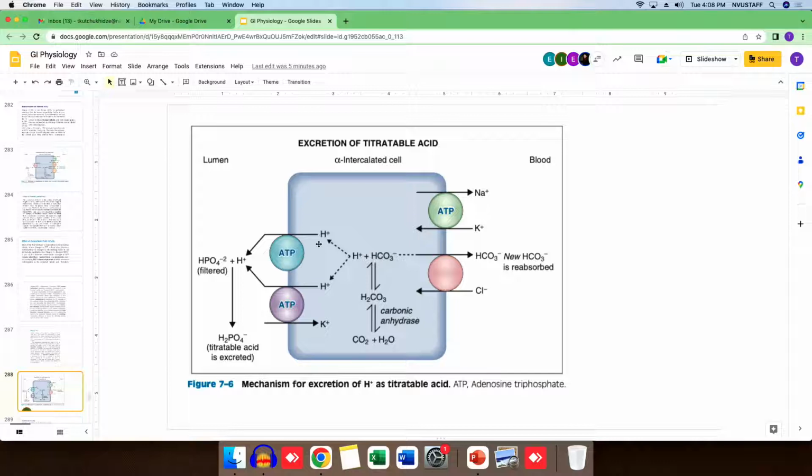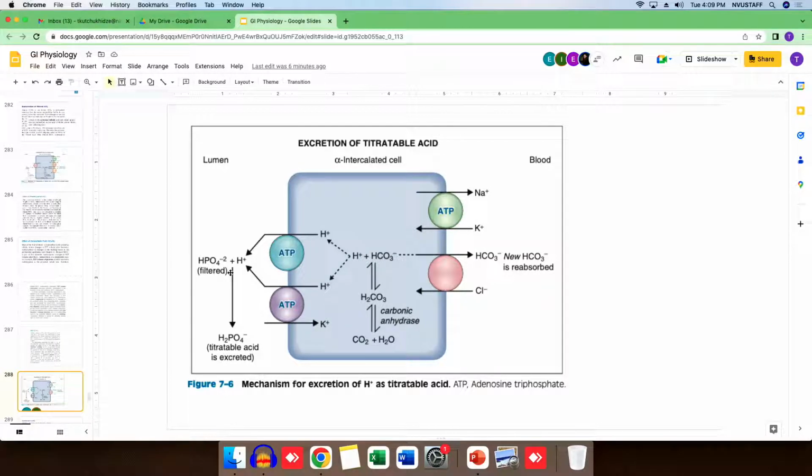And as you know here, we have the release of the protons, right? Protons are released from CO2 and water, then with carbonic anhydrase we get H2CO3, then bicarbonate and proton. The proton is released from the alpha intercalated cells into the lumen through the proton pump, which uses ATP, and the sodium proton pump, again using energy, and with this we get them into the lumen, right?